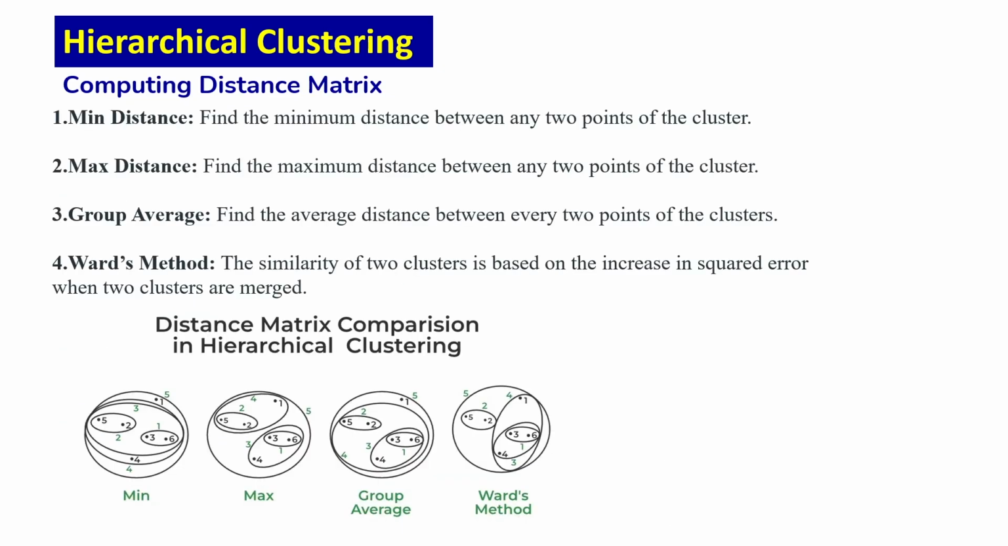So, how do you calculate the distance? That is also important here. You have 4 different distance parameters. First is the minimum distance, to find the minimum distance between 2 points. Like here you can see for cluster 1, the minimum distance is between 3 and 6. For cluster 2, the minimum distance is between 5 and 2, right. So, these 2 must be separate clusters.